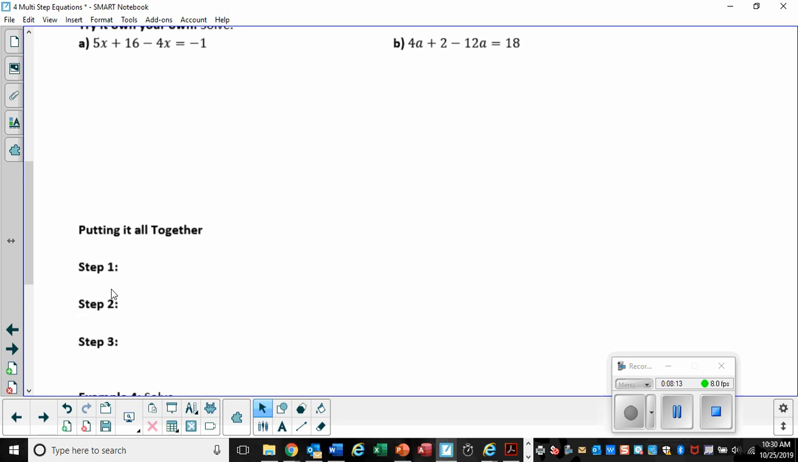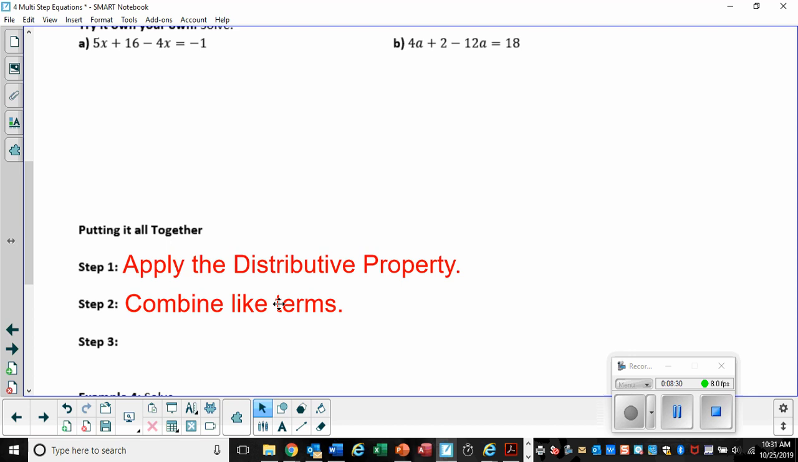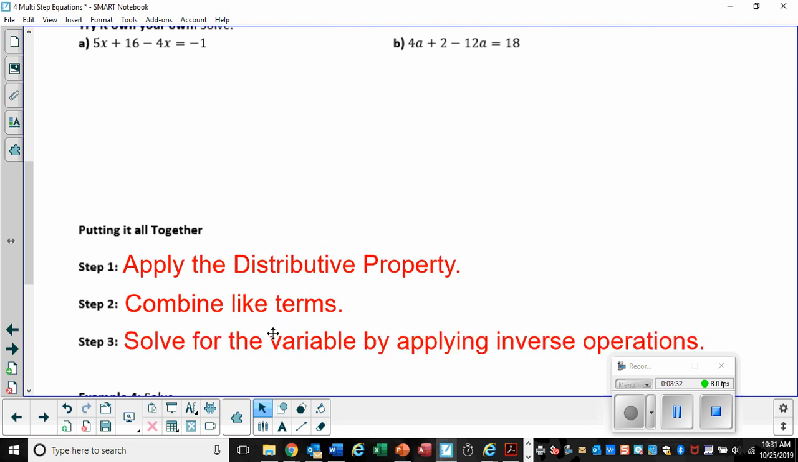Lastly, we're going to put it all together. So we've talked about it if it's just distributing. We talked about if it's just combining. Now if it's distributing and combining in one problem, we just do it all together. So step 1 will be to apply the distributive property. Distribute anything we need to distribute first. Then we'll combine like terms. And finally, we'll solve. Okay?